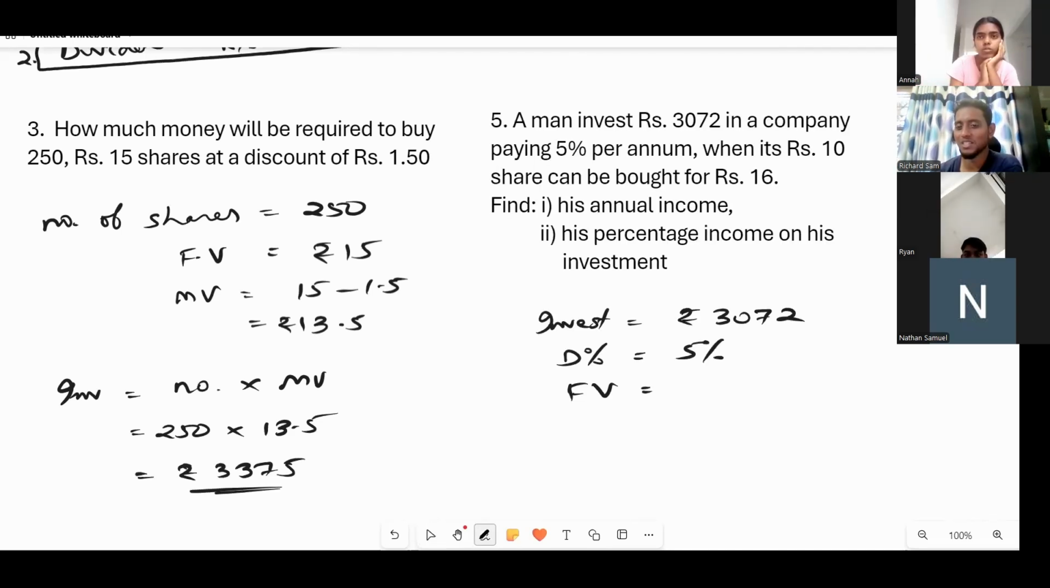Okay, a man invests rupees 3072 in a company, so that is his investment, paying 5 percent per annum. So it's paying a dividend of 5%. A rupees 10 share can be bought for rupees 16. So the actual value of the share is 10 rupees. That means face value is rupees 10, and rupees 16 is the market value. It is sold at that time for rupees 16.